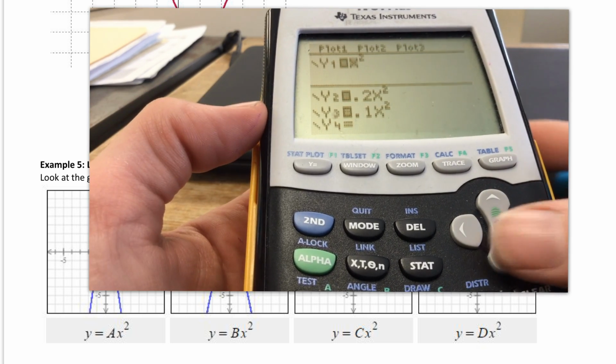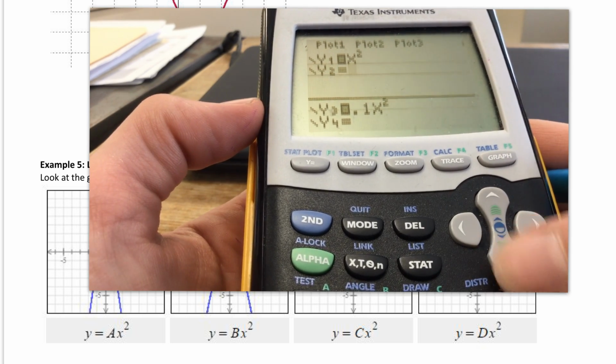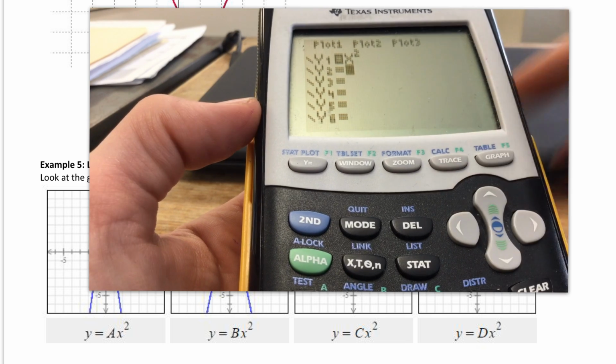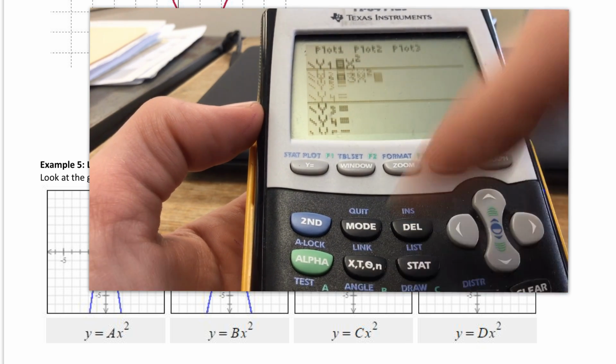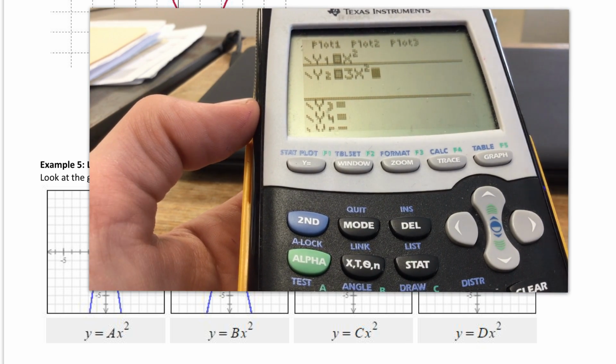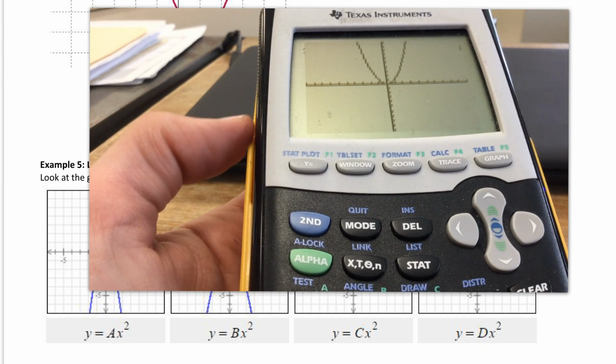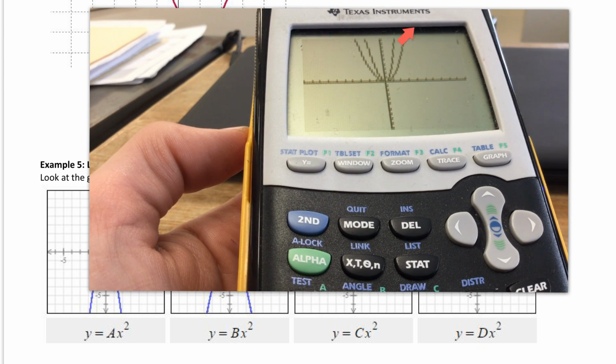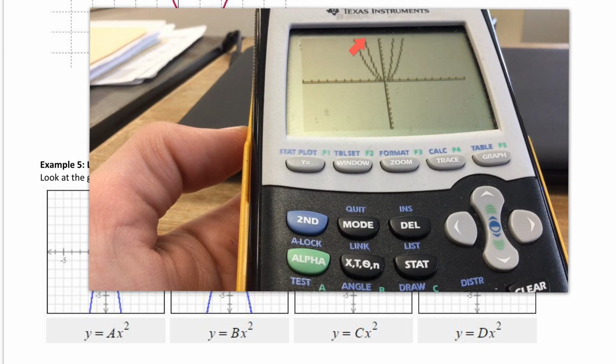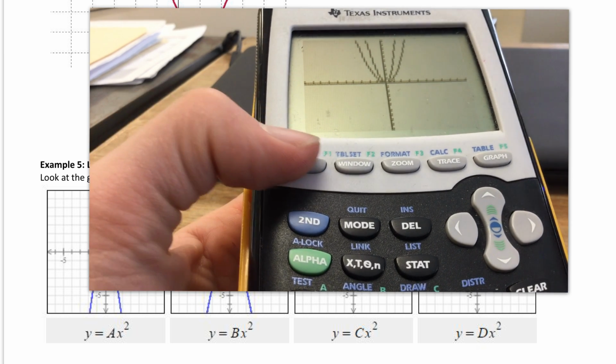If I go back to my y equals, I'm going to take off these numbers that are less than 1. And now let's put in something like 3x squared. So now I'm getting my a value bigger than 1. And if I go ahead and graph that, here's my original, this outside one, and now 3x squared. Now my graph is getting skinnier or narrower as it comes up. And it will continue to do that.